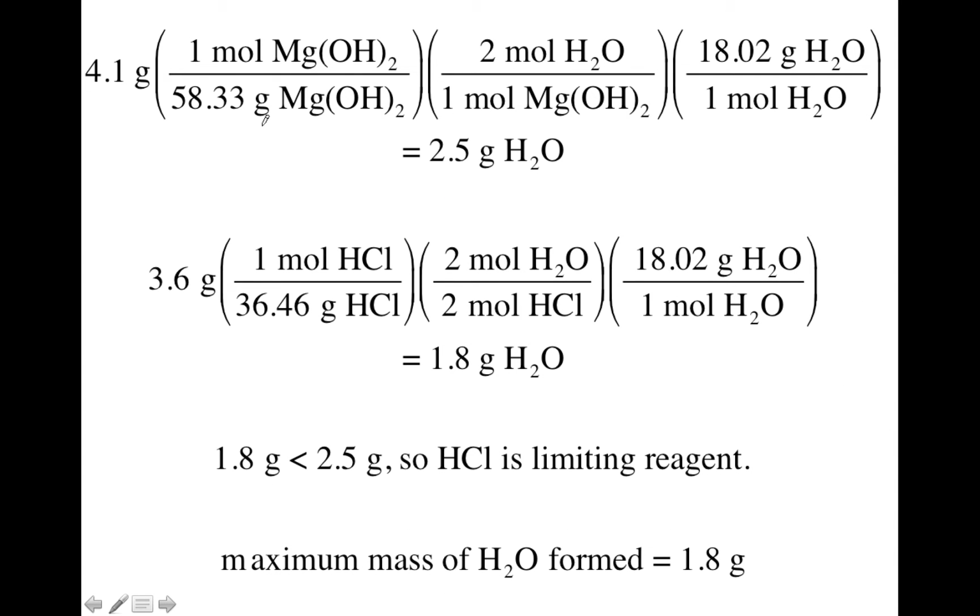Okay, so this just goes through the steps of the stoichiometry. If you start with 4.1 grams of Mg(OH)2 and you do your mole ratio and switch back to grams, you get 2.5 grams of water. Follow the same method for HCl, but a different mole ratio, just based on different coefficients in the chemical equation, and you get 1.8 grams of water. So if you remember from the previous slide, the one that's smaller, 1.8 smaller than 2.5, that's going to tell you the limiting reagent. Since 1.8 is smaller, reactant 2, in this case HCl, is the limiting reagent. And again, the maximum mass of product, in this case water, that can form is the smaller of the 2 grams of water that you calculated.